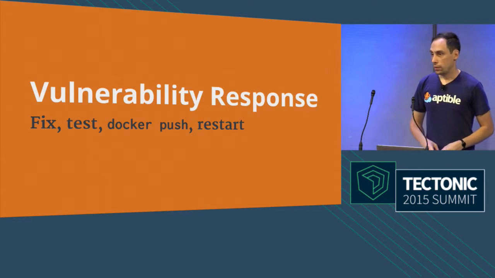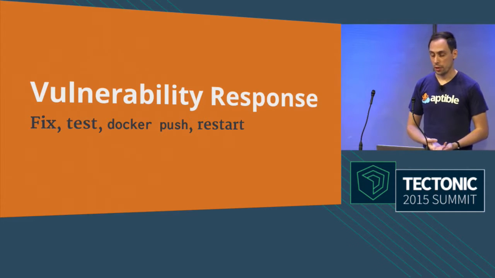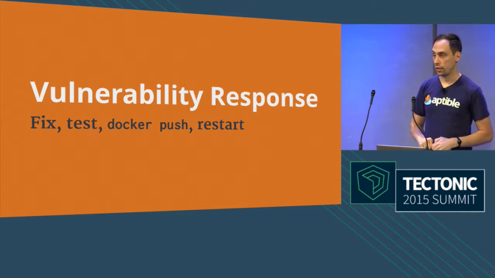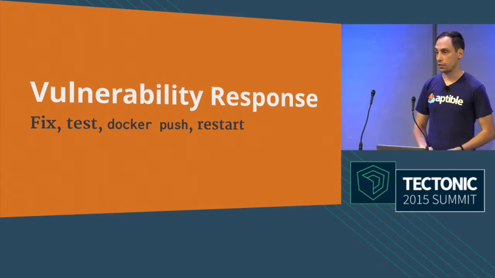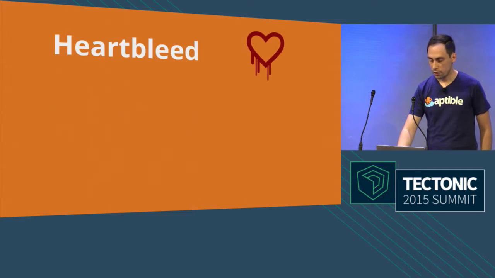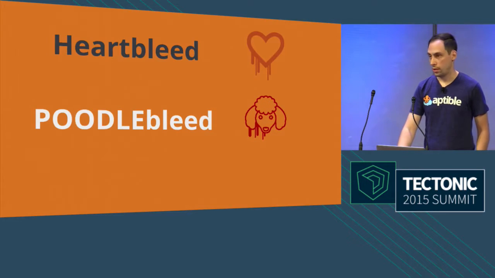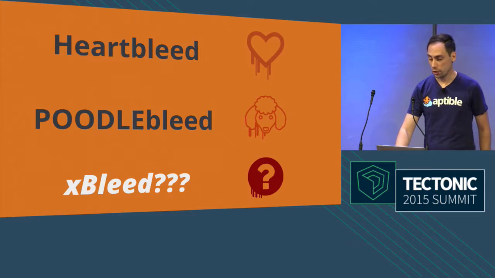Using a standard SSL container also simplifies our vulnerability response process, which is an important part of our security program. So basically, we fix the vulnerability, write an integration test for it, push it out to our Docker registry, and restart the containers all across our infrastructure. So we've done this in the past for Heartbleed, for Poodlebleed. We'll probably do it for several more OpenSSL vulnerabilities in the future.